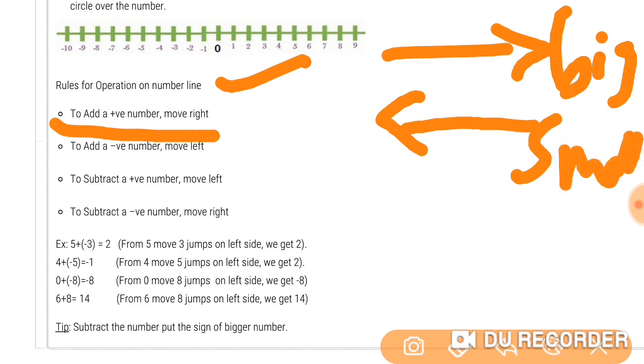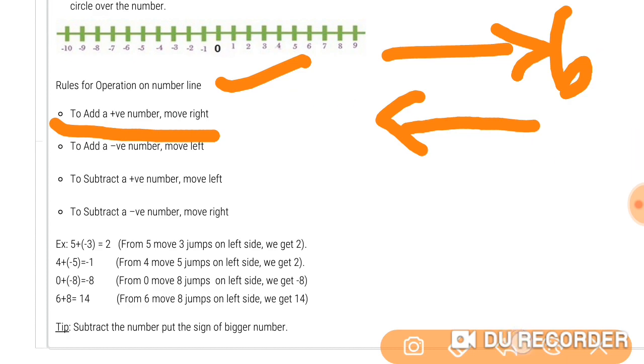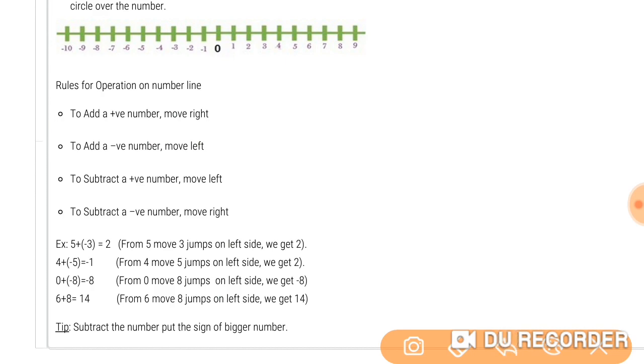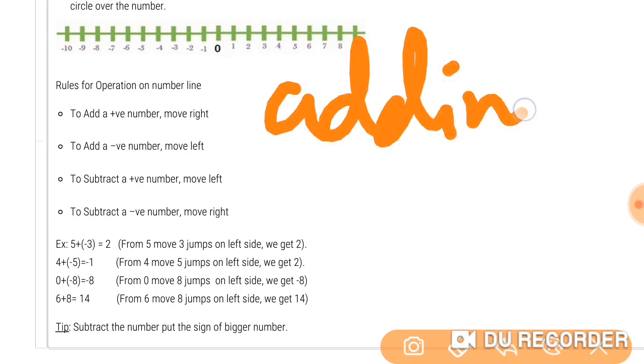Clear? To subtract a positive, it is the reverse process. When it is a process of addition, it is addition.